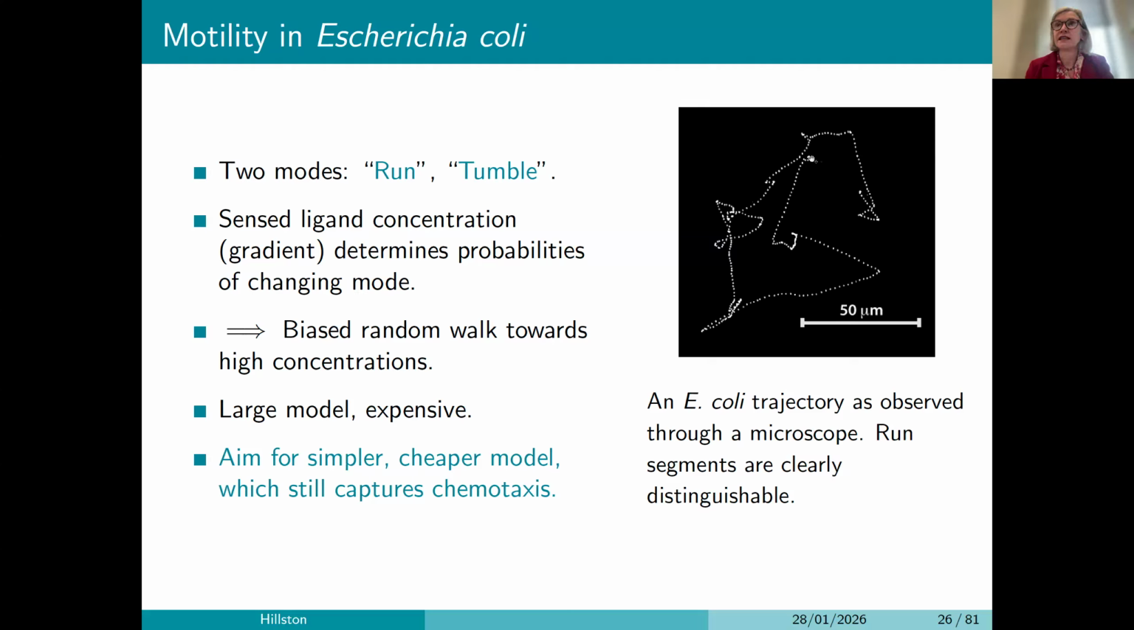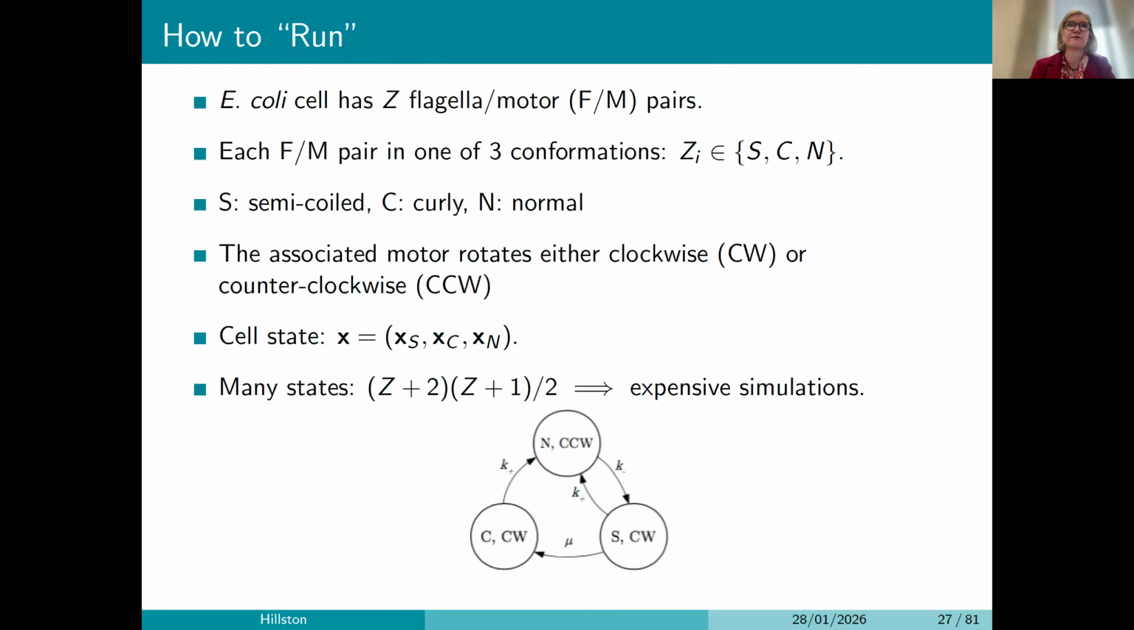Because to actually fully understand this, we need to model both the movement, so this is kind of the environment of where the E. coli is placing itself, and then the internal structures of the E. coli of how it determines whether it's going to run and tumble and which direction it's going to go in. So this is a previously published model known to be pretty accurate and a good way of representing this behaviour, but it is extremely expensive to run. And so we're looking for a simpler, cheaper model that still captures chemotaxis.